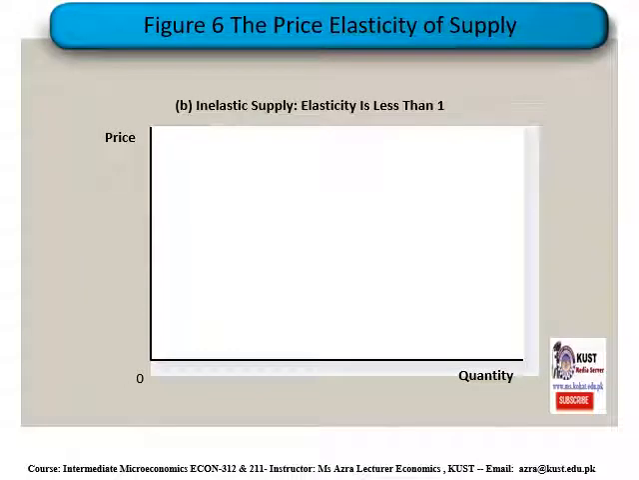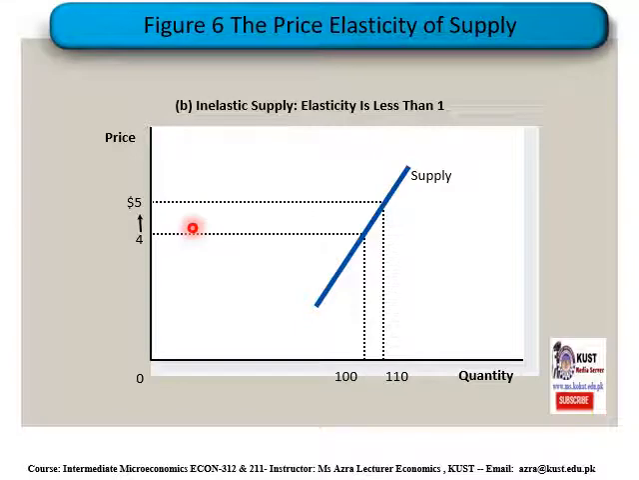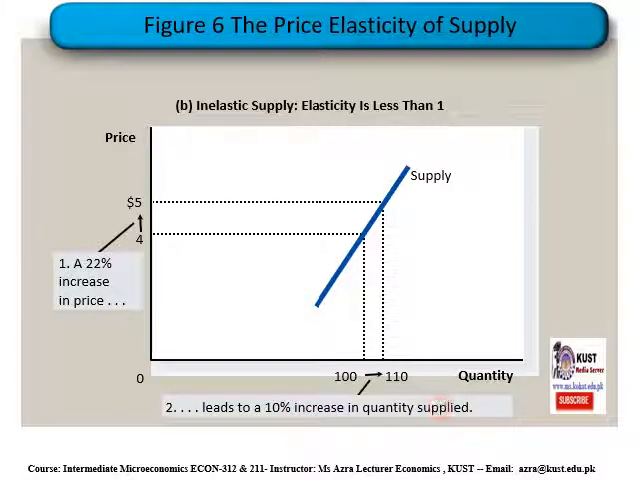Again, this is an inelastic supply curve where elasticity is less than 1. You can see in the case of an inelastic supply curve, if there is an increase in price level from 4 to 5, the change in quantity supplied will be less as compared to the increase in price level. Quantity supplied will increase, but not that much as the increase in price level. The y-axis shows the price level and the x-axis shows the quantity supplied.